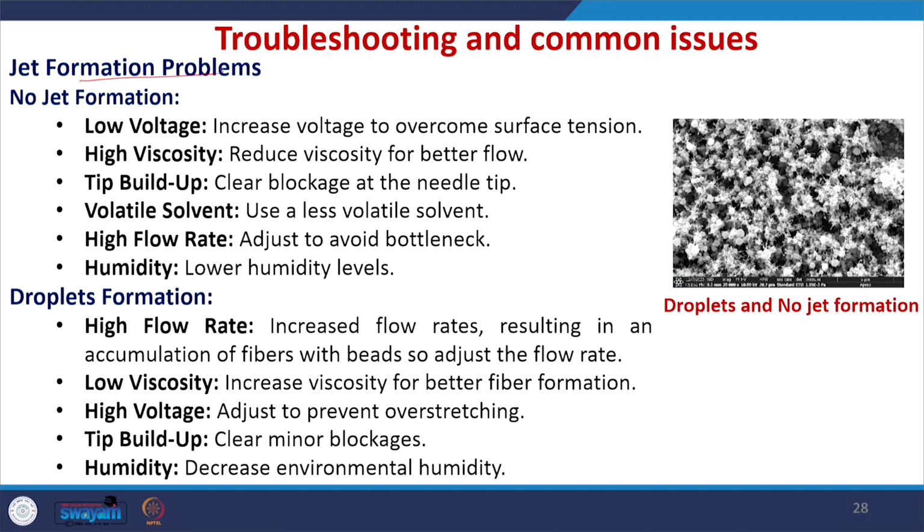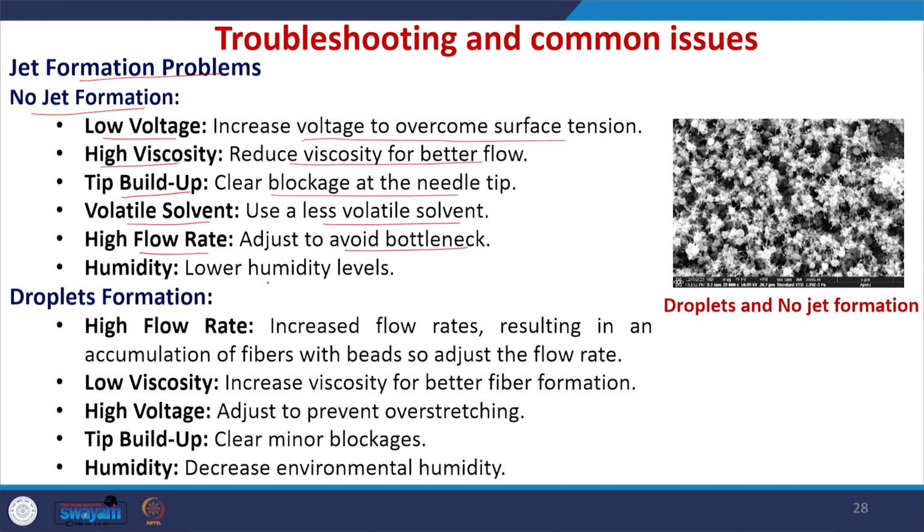So, let us see some of the common issues in the electrospinning process and how to overcome those challenges to get proper nanofibers. The first one is jet formation problem. If there is no jet formation, it may be due to low voltage. Increase the voltage to overcome surface tension. It may be due to high viscosity. Reduce the viscosity for better flow. It may be due to tip buildup. Clear the blockage at the needle tip. Or it may be due to a volatile solvent. You can use a less volatile solvent. Or it may be due to a high flow rate. You have to adjust the flow rate to avoid the bottleneck, and we also have to adjust the humidity levels.